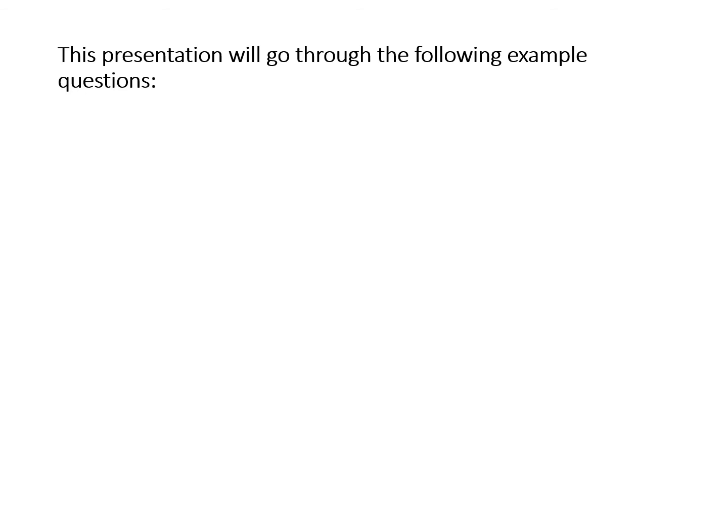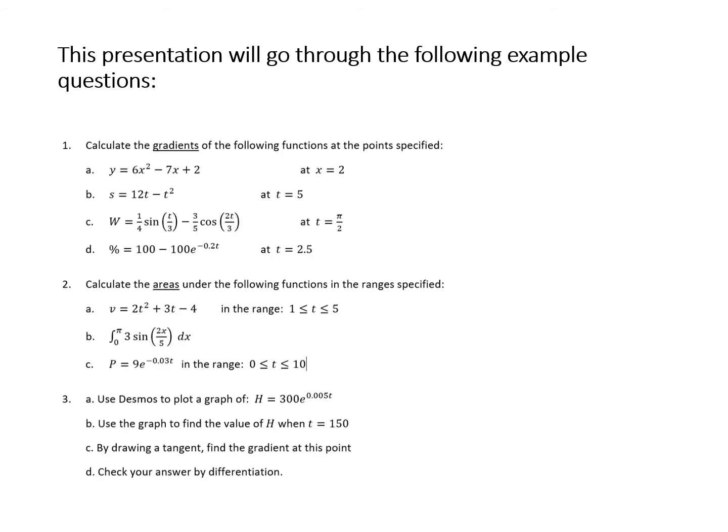So first of all, these are the questions that we're going to be going through. The first question says calculate the gradients, and there's A, B, C and D, they're all different types of function. Calculating the gradient basically means you're going to have to differentiate. Question 2 is all about calculating the areas, and there's 3 different examples, A, B, C of those. As they're calculating areas, they're all questions on integration, and in fact they're all definite integration questions.